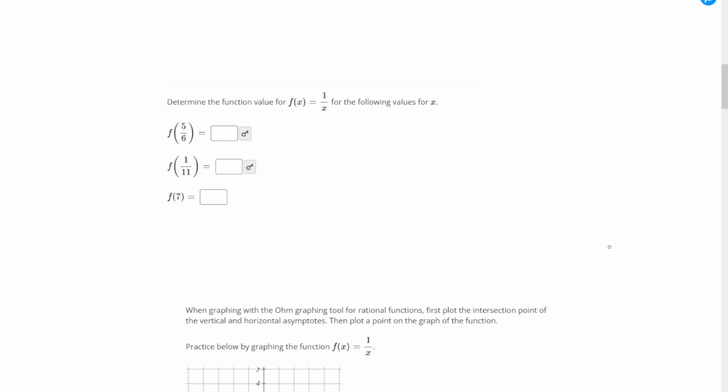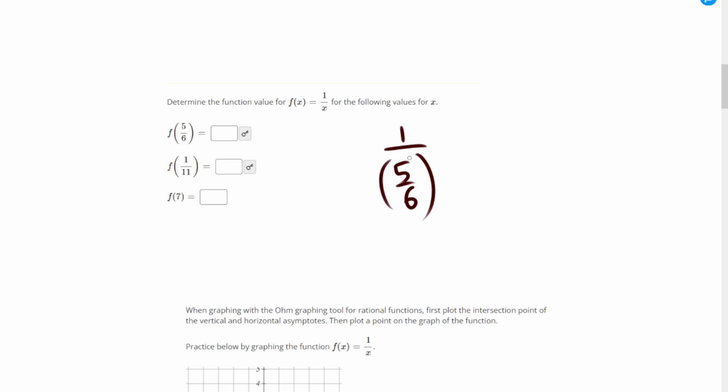Now we're going to put that into practice, but first what it wants us to do is test our knowledge with fractions. Let me just make a new layer. So, it says determine the function value for f of x is equal to 1 over x for the following values of x. So we have x equals 5 over 6, so it'll be 1 over 5 over 6. Now, if you recall, we know that this is technically like 1 over 1, 1 over anything.